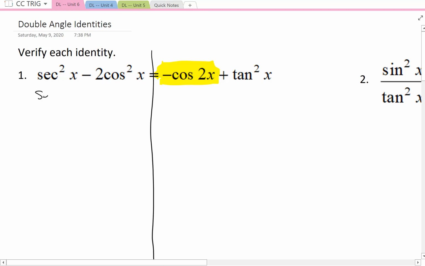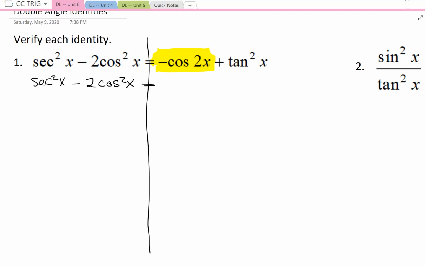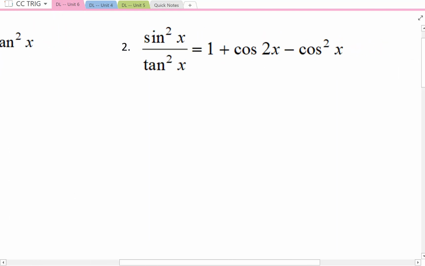So the left side will remain secant squared x minus 2 cosine squared x. And you will write that in every single step, the same thing over and over and over. It's very important that it's organized and that I can follow your work super easily. Okay, that's what a proof is. Negative cosine 2x. So there's going to be a negative, and then we're going to replace cosine 2x.